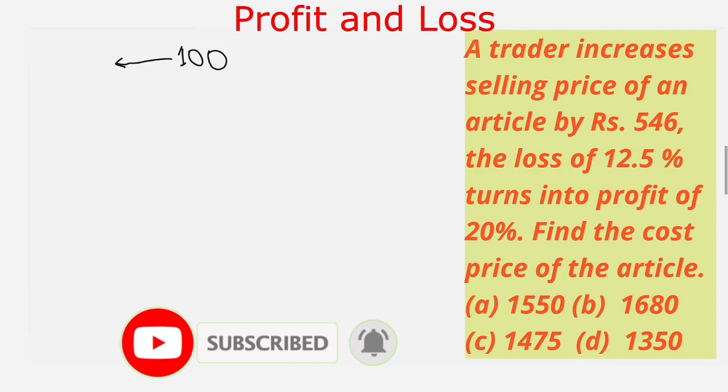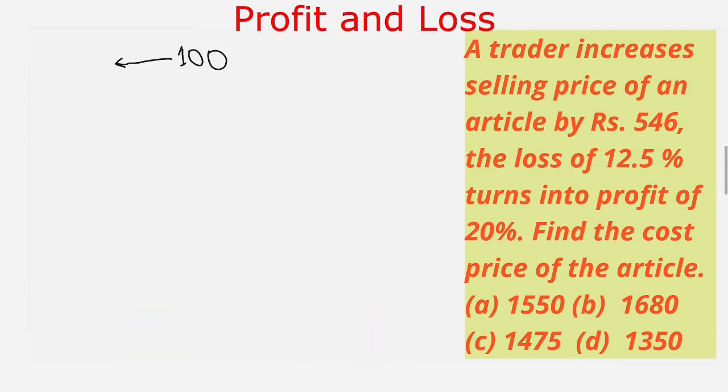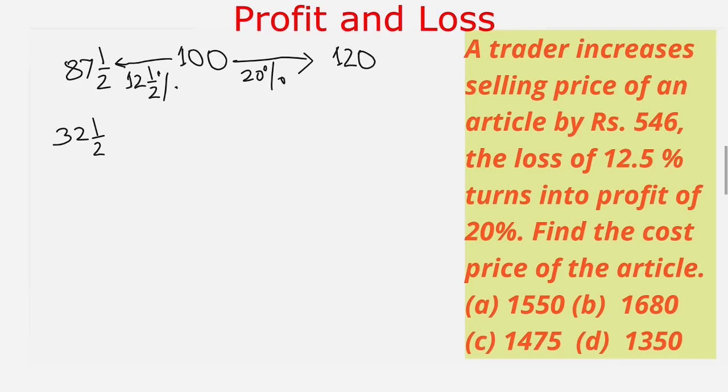We solve this question by two methods, and our first method is: let the cost price be 100, and earlier there was a loss of 12.5%. So we subtract 12.5 from 100, that is, 12.5% of 100 is 12.5, then our selling price becomes 87.5. Now after increasing the selling price by rupees 546, the loss turns into a profit of 20%, and 20% of 100 is 20, so 100 plus 20 is 120. Thus the selling price becomes 120.